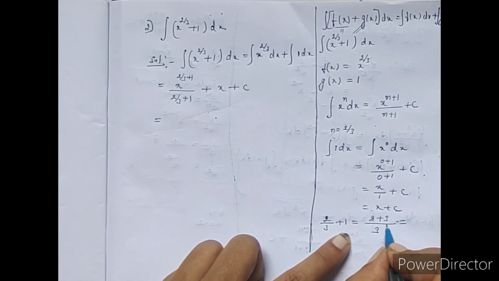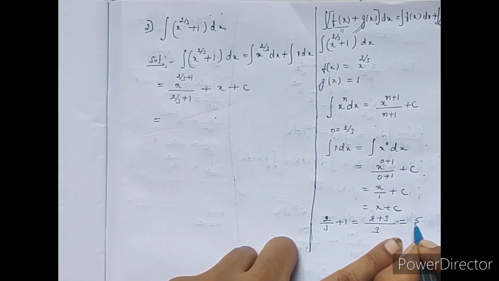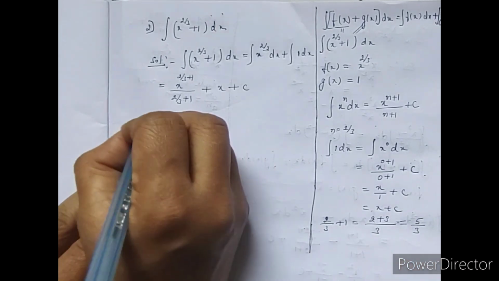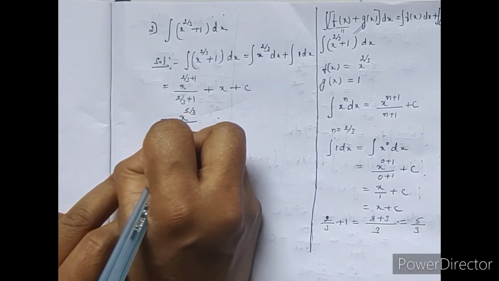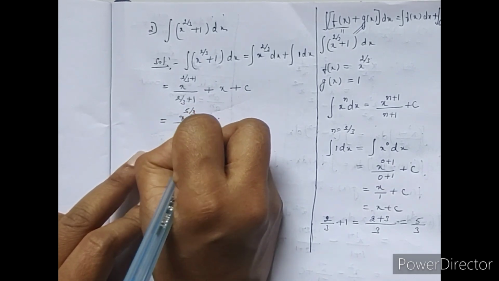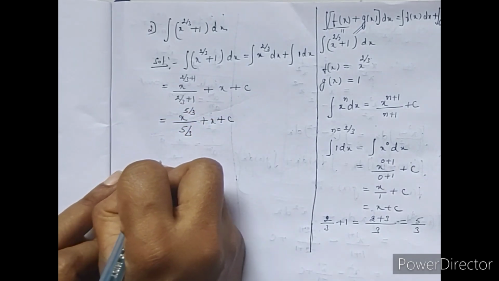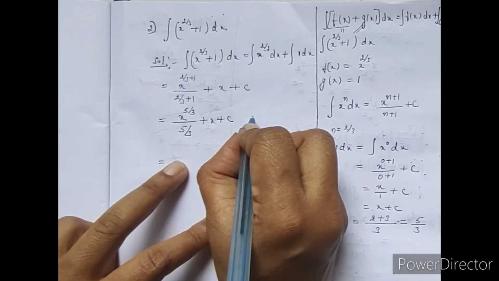So therefore 2 plus 3 is 5 by 3. So therefore it is x to the power of 5 by 3 divided by 5 by 3 plus x plus c.